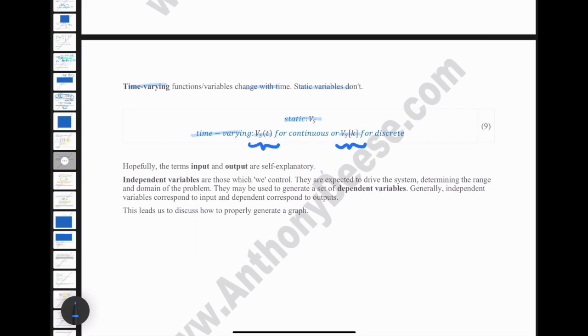For most of this course, we're going to be dealing with static DC voltages, but there is an AC portion to it.